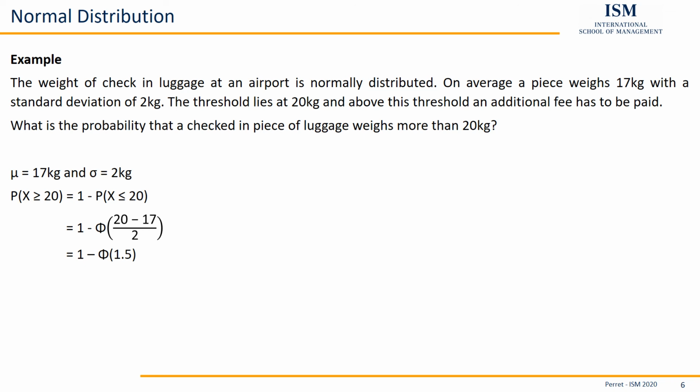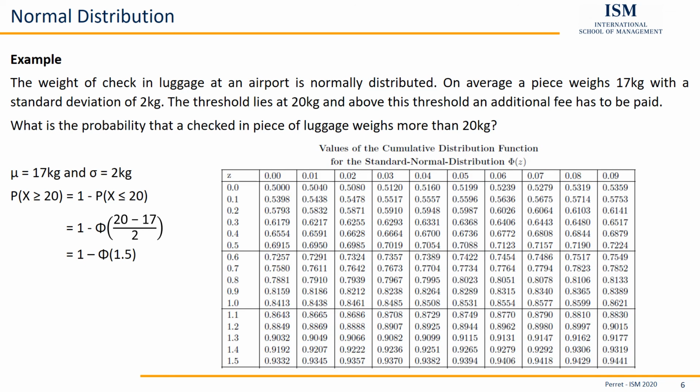If we look this up in the table, here's the table, we go to row 1.5, that's the last row here. And then the second decimal is 0, so we stay with the first column, giving us here a value of 0.9332. So we have here 1 minus 0.9332, giving us a final result of 0.0668.